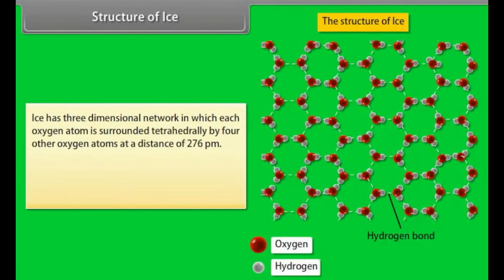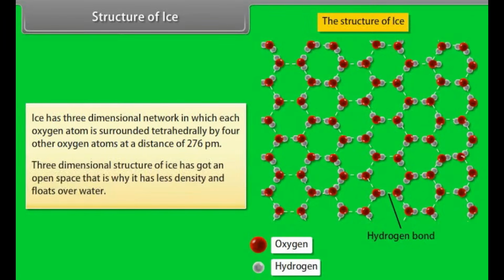Structure of ice. Ice has a 3-dimensional network in which each oxygen atom is surrounded tetrahedrally by 4 other oxygen atoms at a distance of 276 picometer. The 3-dimensional structure of ice has open space, which is why it has less density and floats over water.